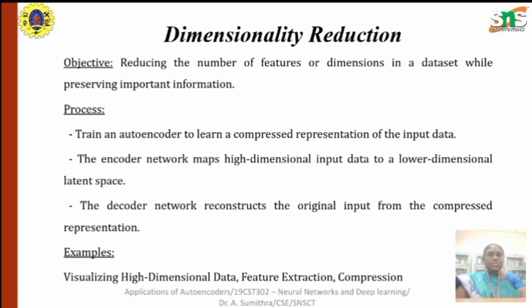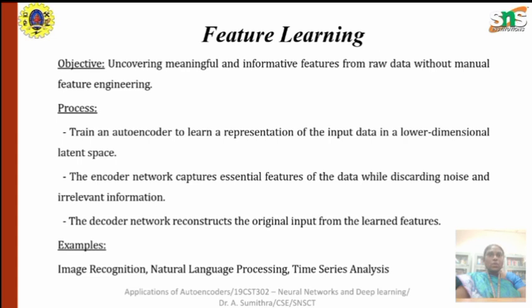In feature learning, the autoencoders can automatically learn meaningful features from raw data without the need for manual feature engineering. By training on unlabeled data, the autoencoders learn to reconstruct the relevant features that capture the underlying structure of the data. These learned features can be used for other tasks like classification and so on.